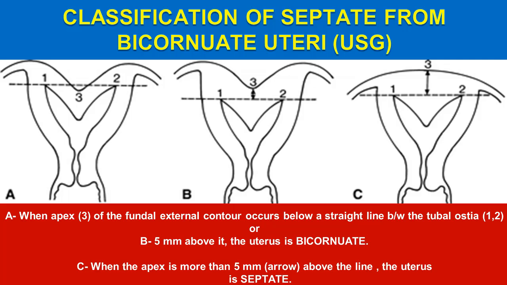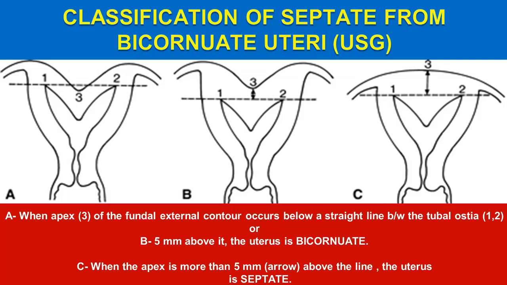Now, there are various criteria laid on the basis of the sonography to differentiate between the bicornuate and a septate uterus. The first important is you are supposed to see the external fundal contour. If there is any indentation, then you have to think about it. First, there is the interosteal line. If there is an external fundal indentation, if that apex falls below the interosteal line, 5 mm below or above, it is suggestive of bicornuate. If it is more than 5 mm, then it is a septate uterus, apart from the internal fundal indentation.